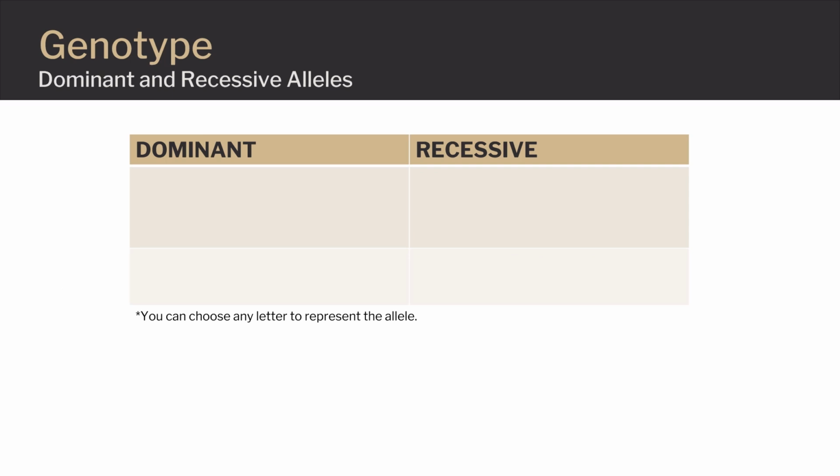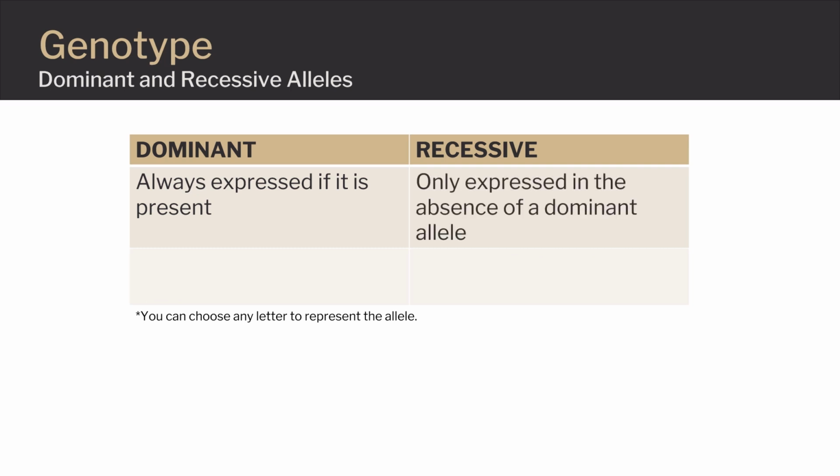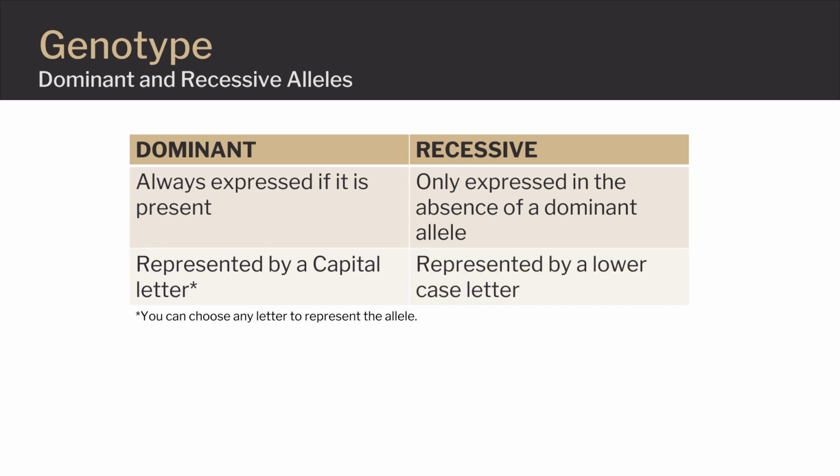A dominant allele will always mask a recessive allele, meaning that if a dominant allele is present, it will always be expressed, no matter if it is accompanied by a recessive allele or not. In contrast, recessive alleles will only be expressed if they are accompanied by another recessive allele. Dominant alleles are always represented by a capital letter, and recessive alleles are represented by a lowercase letter. The letter used is arbitrary. You can choose whatever letter you want to represent a particular gene and the associated alleles.